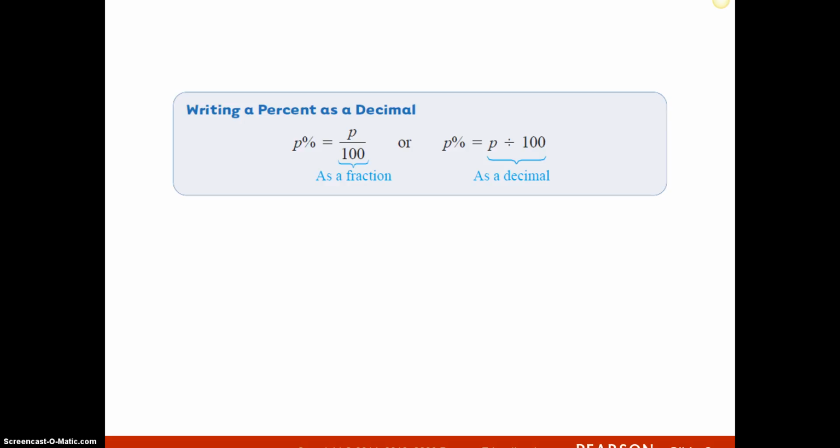There are two ways that we can write percents. The first one is with our percentage equaling P over 100. And then the second one is our percentage being divided by 100. There are certain times where we use each one. If I'm going from a percentage to a fraction, then I want to use the first one. And if we're going from a percentage to a decimal, then we'll use the second one.